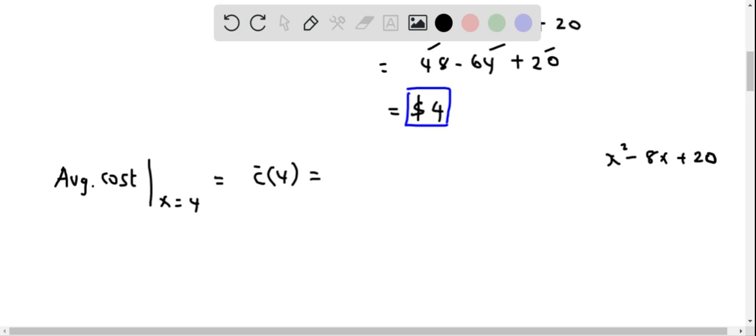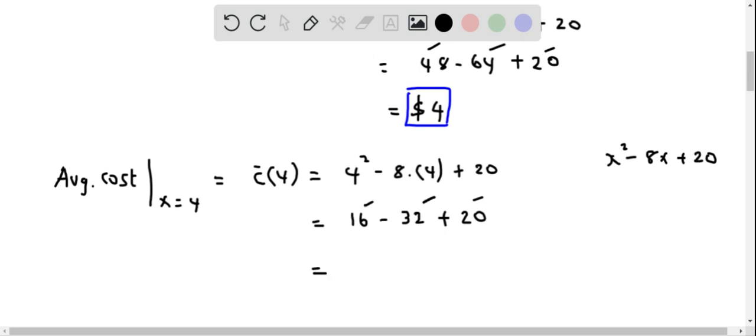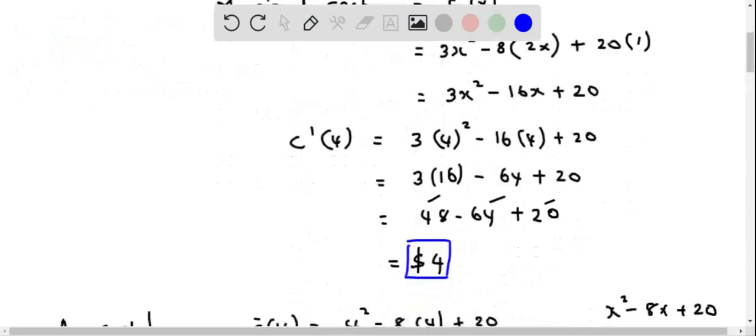Replace x by 4, we get 4 squared minus 8 times 4 plus 20. And so this equals 4 squared is 16, minus 8 times 4 is 32, plus 20. 16 plus 20 is 36. 36 minus 32 is 4. And this one is in dollars. So therefore, we see that the average cost is $4 and the marginal cost is also $4.